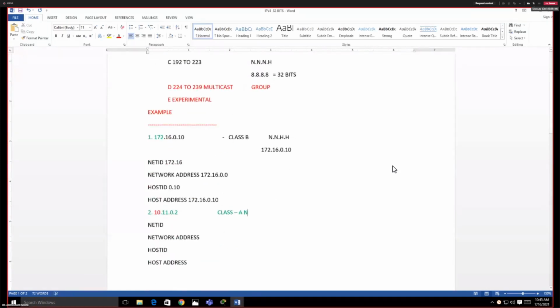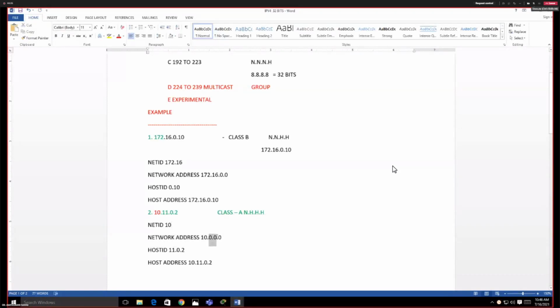Now if it is a class A IP address, then the notation is network.host.host.host. Now what is the network ID, what is the network address, what is the host ID and what is the host address? Network ID: 10. Then network address: 10.0.0.0. Okay. Host ID: 11.0.2. Yes, and host address: 10.11.0.2. Correct. So network address and host address.